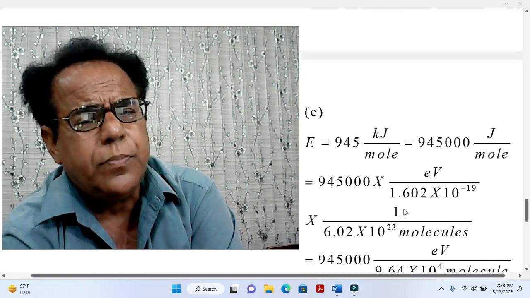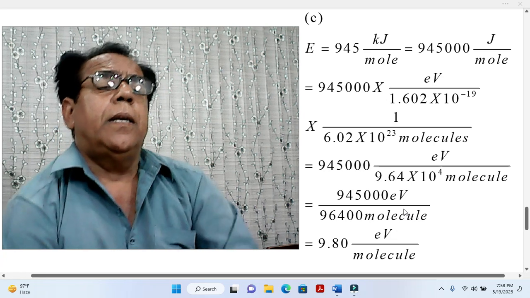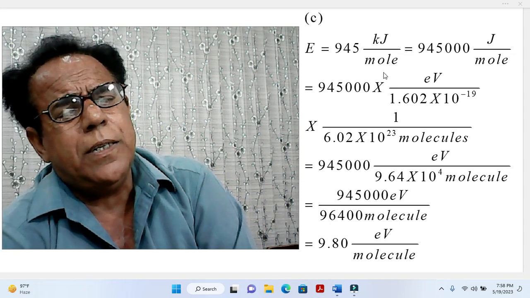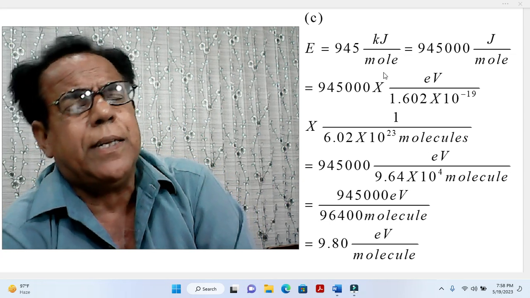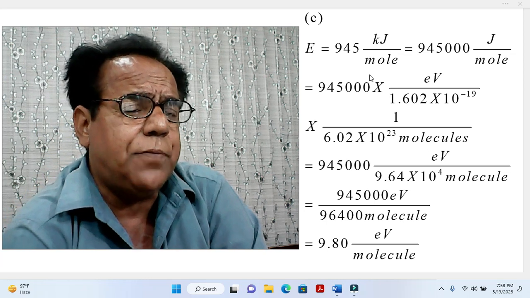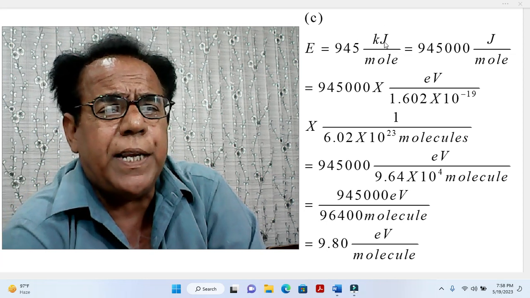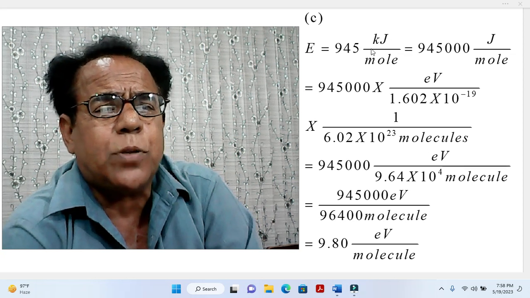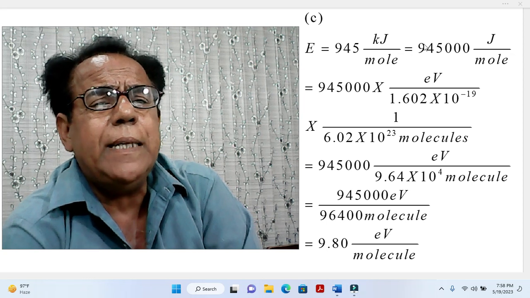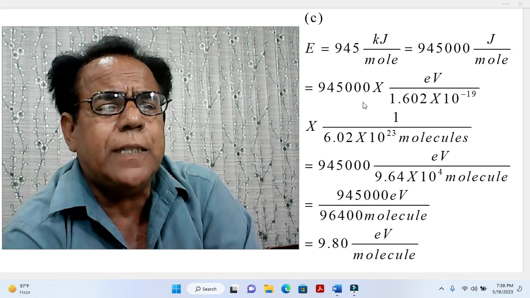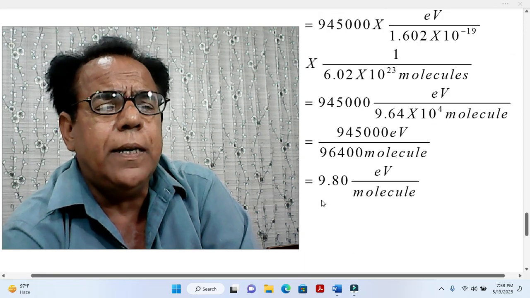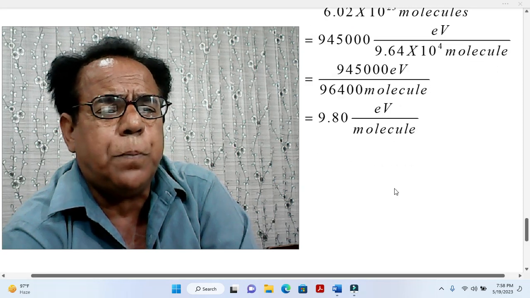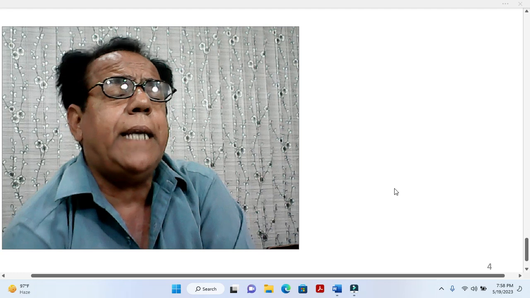Similarly, part C, 945 kilojoule per mole. Here once again we will apply the same methodology and apply 3 conversion factors: one conversion factor of K kilo, second conversion factor of joule J, and third conversion factor of mole. After applying these three conversion factors, we will just simplify the expression and reach this result, 9.80 electron volt per molecule. And this is the end of our problem.